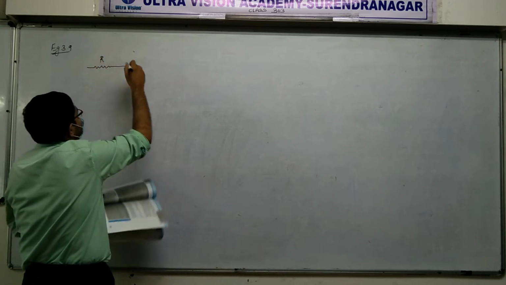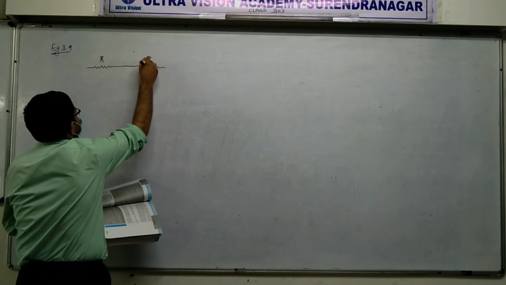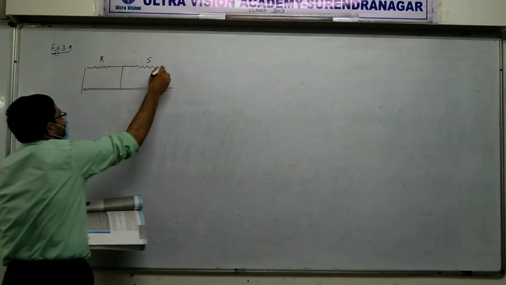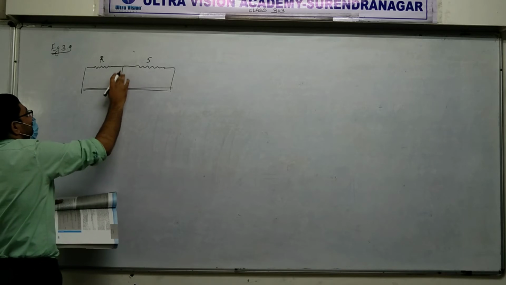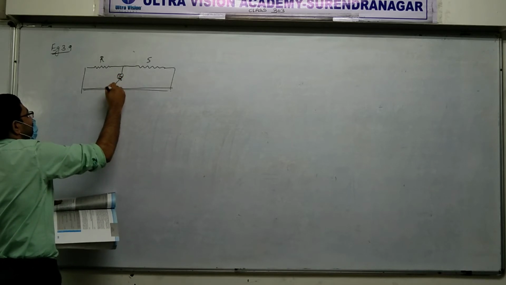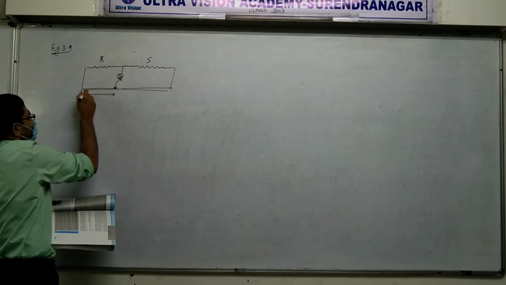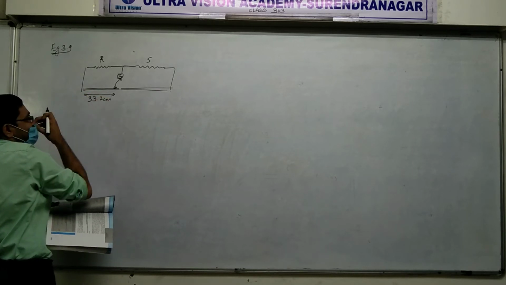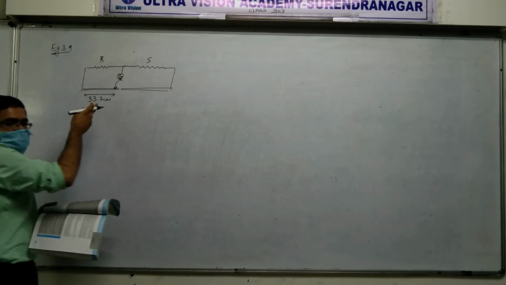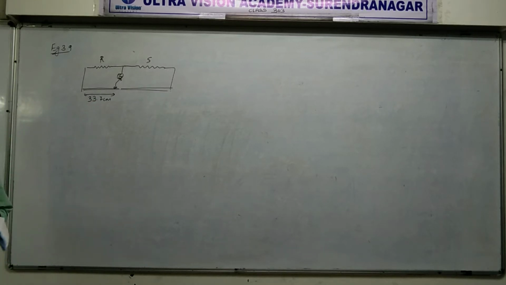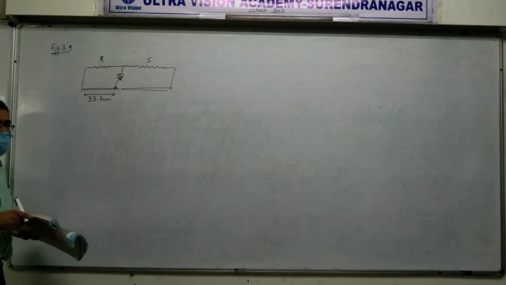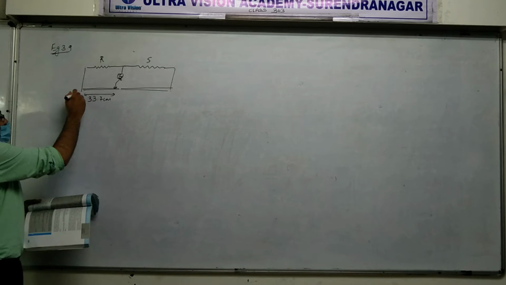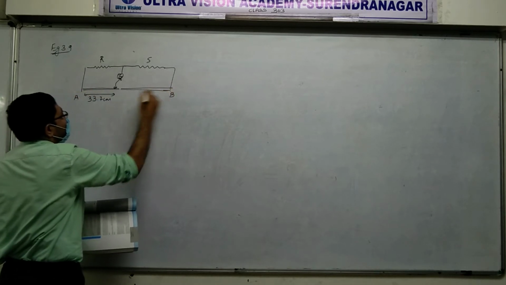Please draw simple versions of the diagram. R is there and S is there. It's okay if you don't draw the whole thing, this is good enough for us. So how much length in the first case? 33.7. Everyone got that? Clear or not clear? From end A.